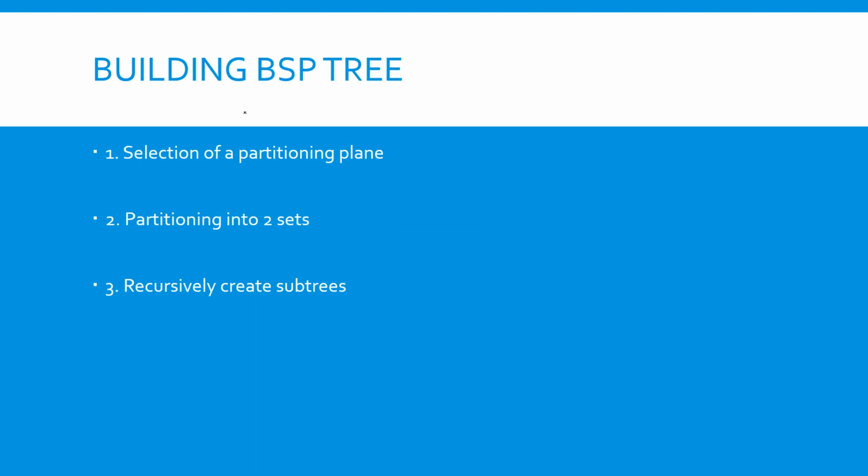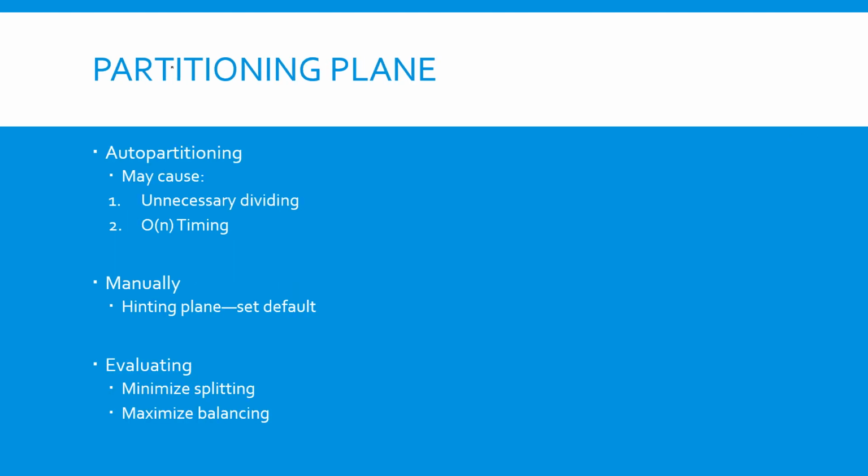So for building the BSP tree, we have three steps. One is to select a partition plane and then partition it into two sets. Then recursively do that, partitioning into subtrees. And first, the most important one is partitioning the plane.